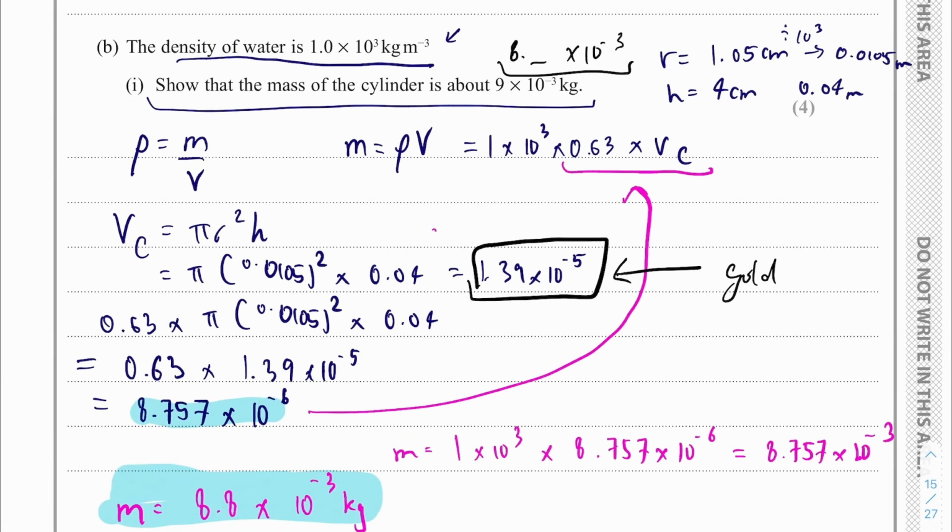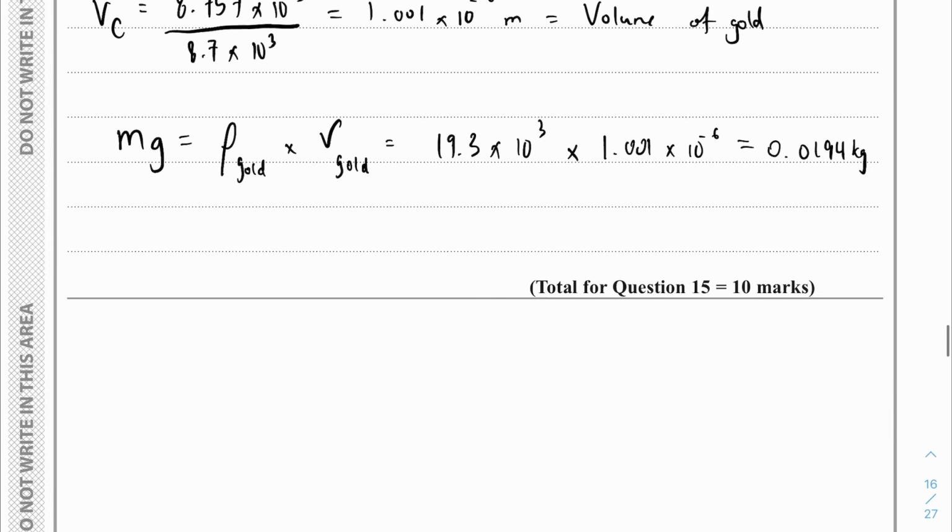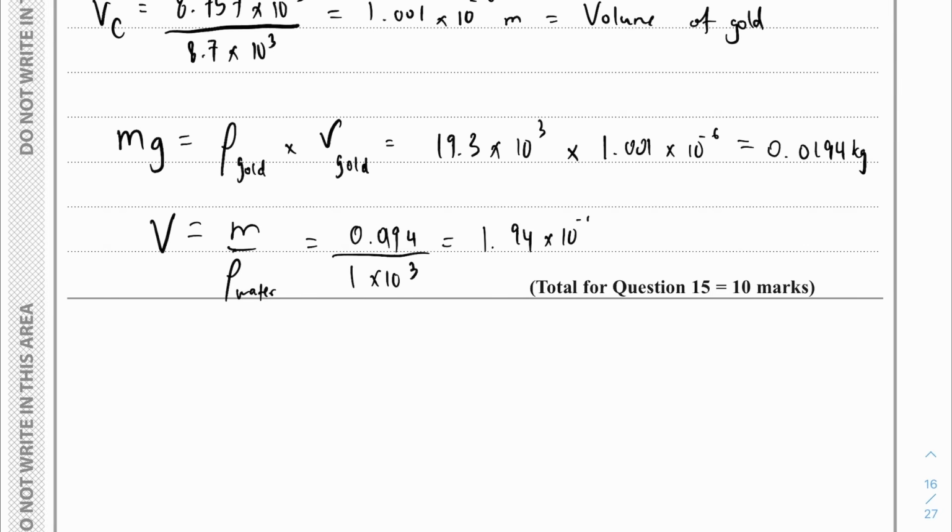We need to find out the volume. The volume we know is mass over density. And in this case, we're looking at the density of water. So 0.0194 divided by 1 times 10 to the power of 3. It gives us 1.94 times 10 to the power of negative 5 meter cubed.